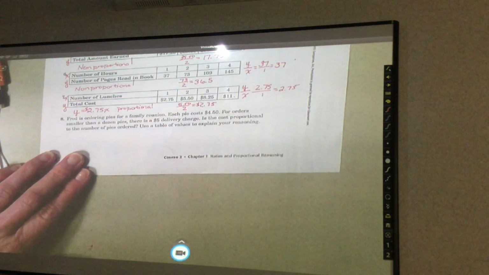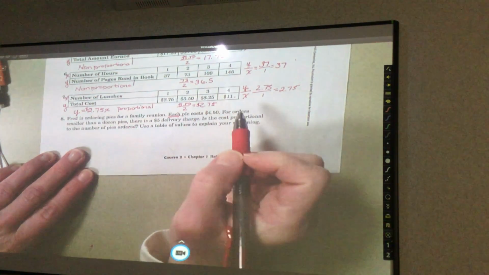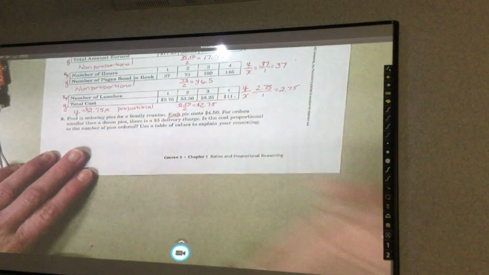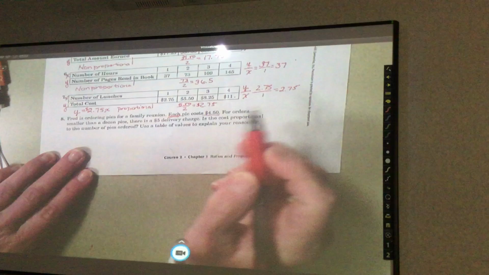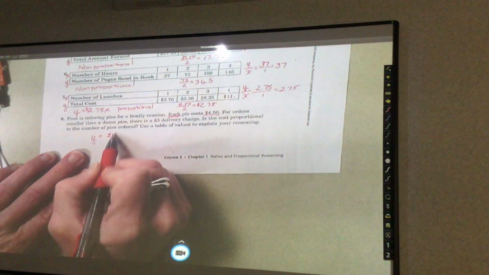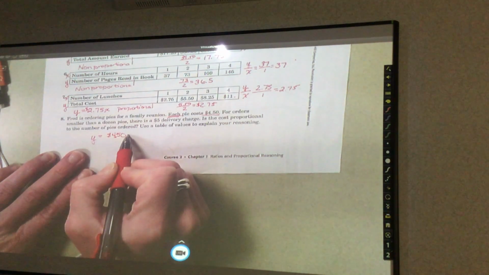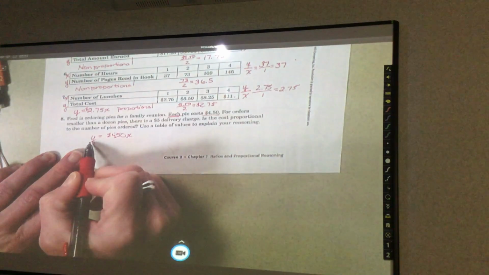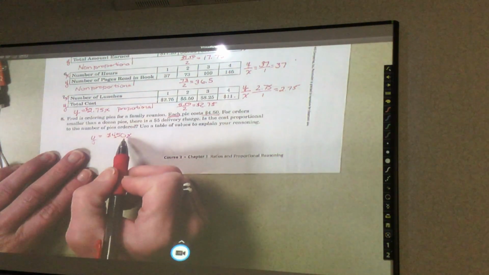Fred is ordering pies for a family reunion. Each means to multiply, or sometimes we're dividing, but each pie costs $4.50. So I can start with Y equals $4.50 times X, because this is my total cost, times the $4.50 times the X, which is the number of pies.